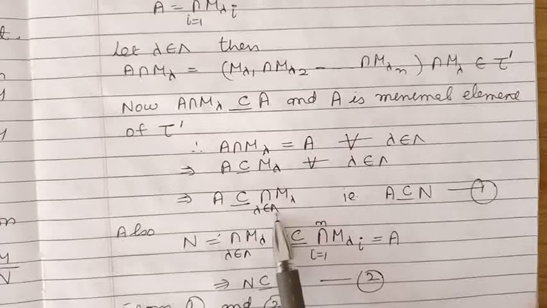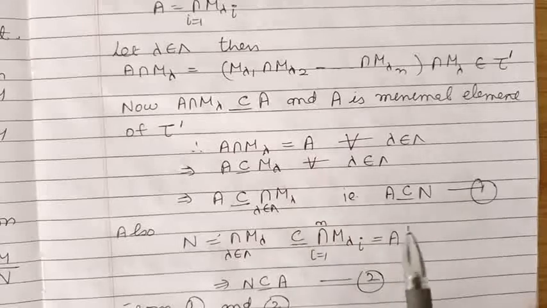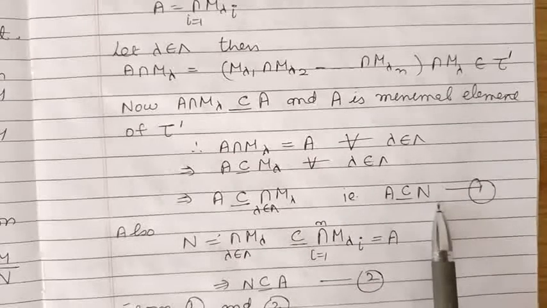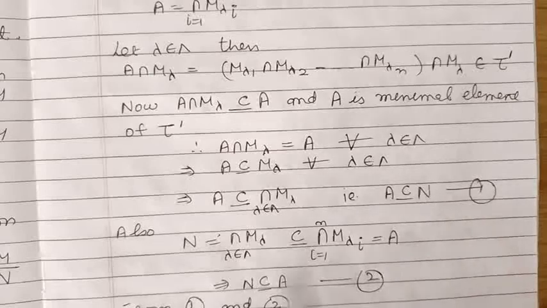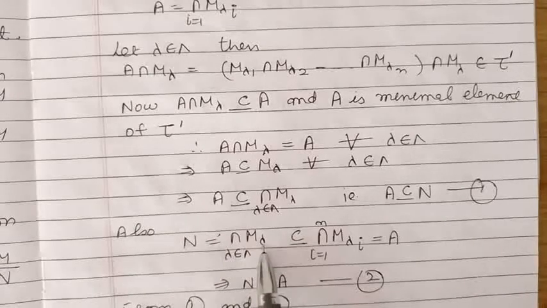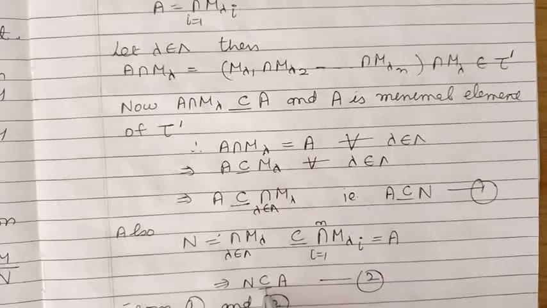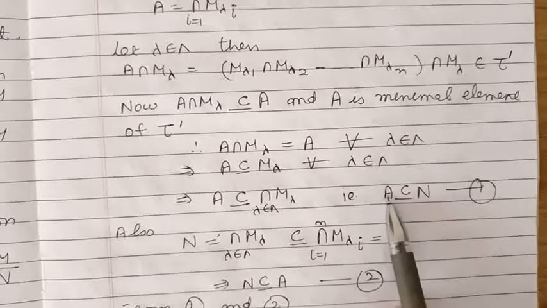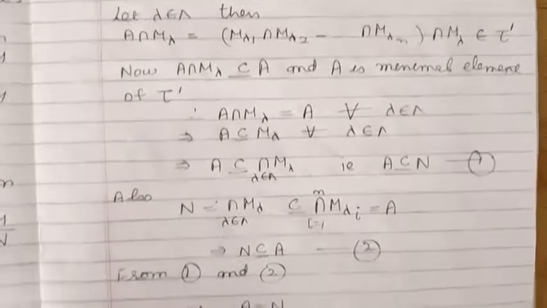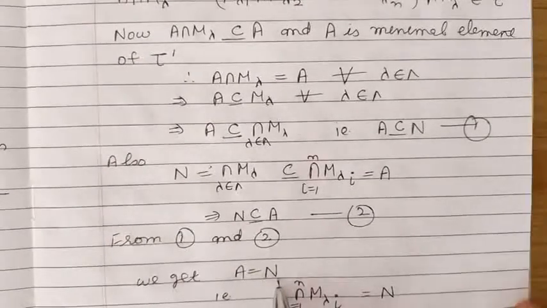Now we have already taken the intersection of M lambda to be N. So A is contained in N. Now N is the intersection of M lambdas, where lambda belongs to the index set. And this intersection is contained in the intersection of M lambda i's, i varies from 1 to n. This is A. So N is contained in A is contained in N. So from 1 and 2, we can say that A is the same as N.